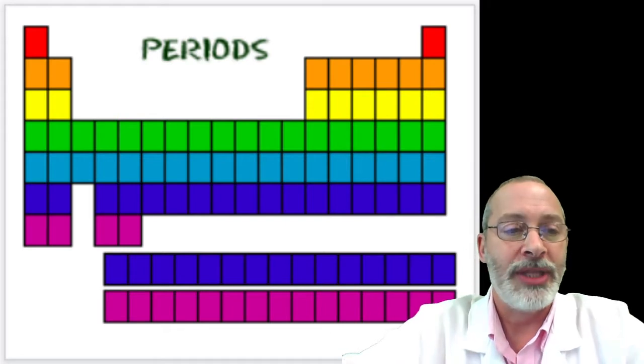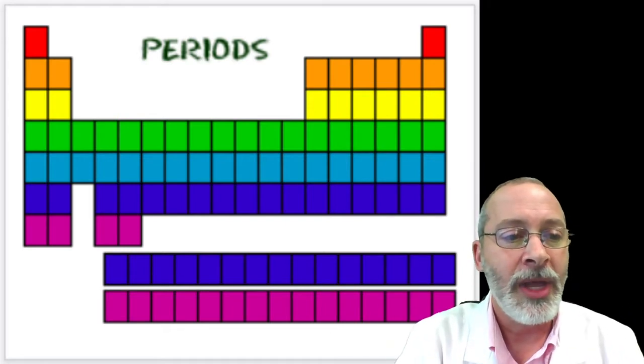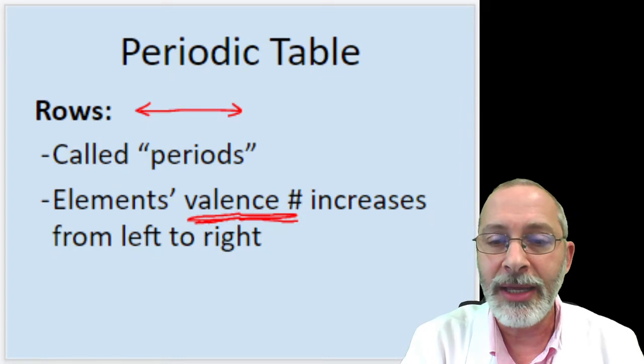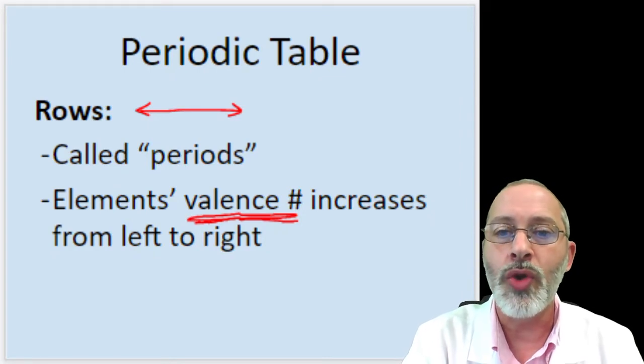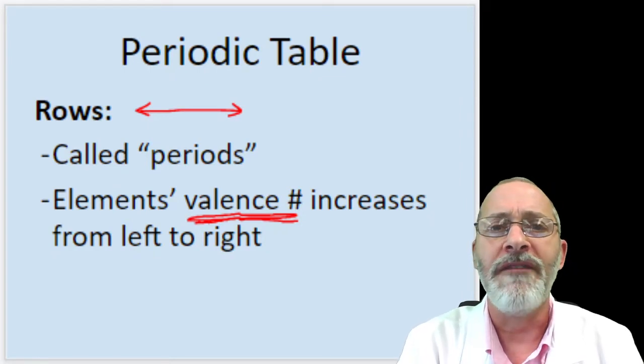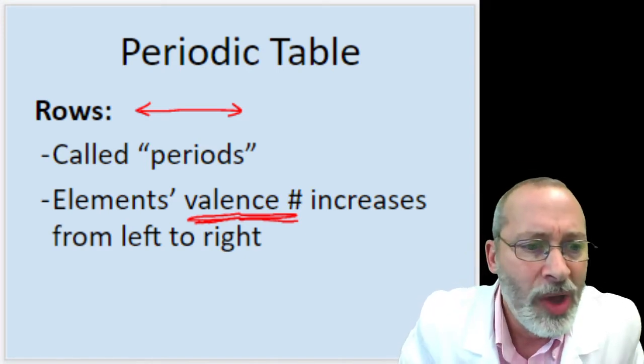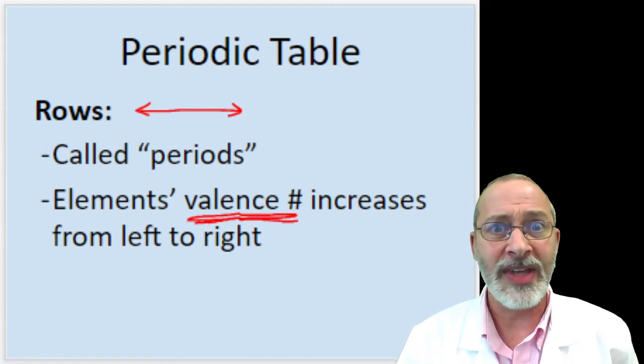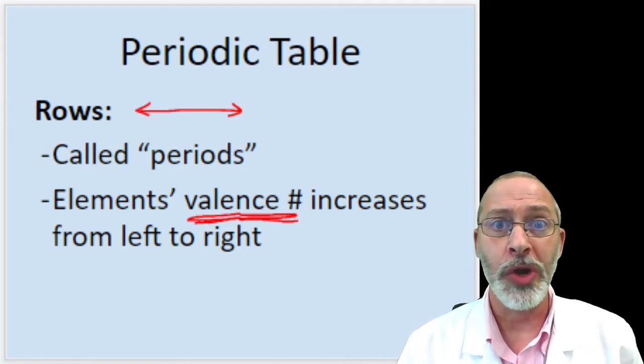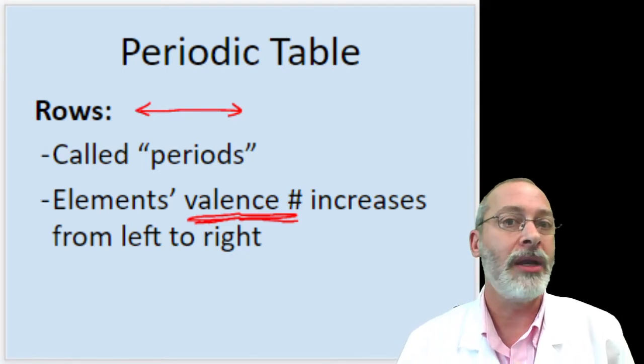Well, why do I mention that? Well, the periods on a periodic table are arranged according to the valence number increasing from left to right. What in the world does that mean? Am I scaring you? I've introduced another word here, valence. I'll talk about it in a moment.